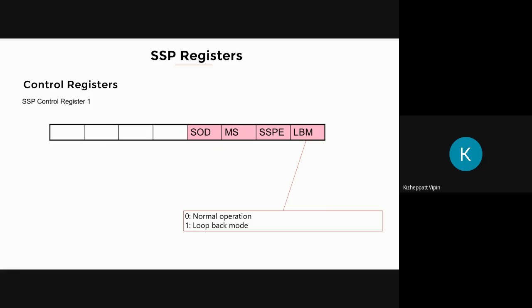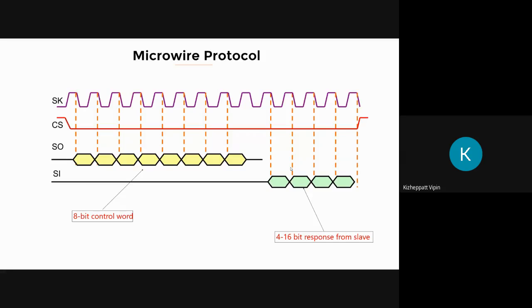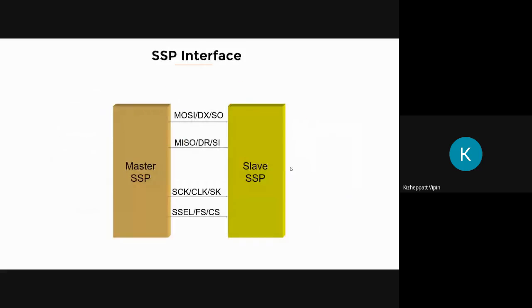Now there is the control register. If you set this bit to 0, it will be in normal operation. If you set it to 1, it will go into loop back mode. What is loop back mode? Have you heard it in Ethernet or anywhere? If I enable loop back here, what will happen? Suppose I enable loop back in the master. Can you tell me what is going to happen?